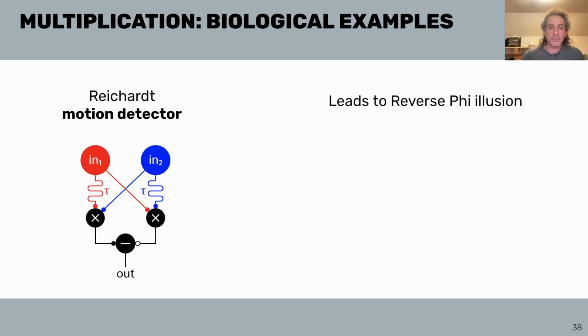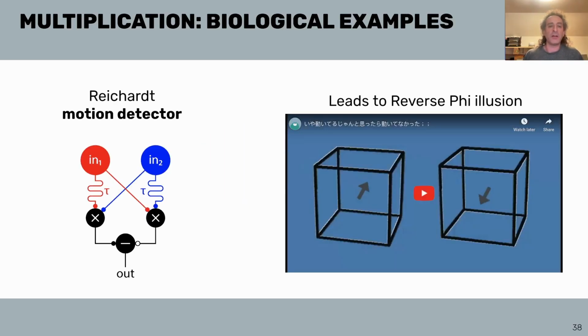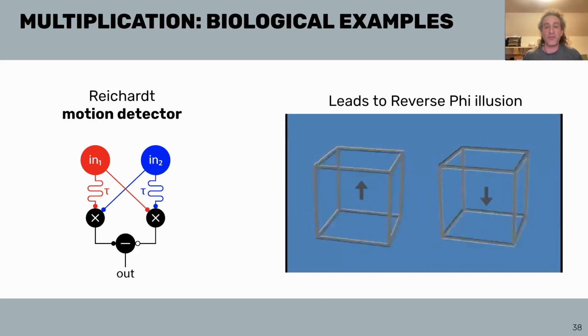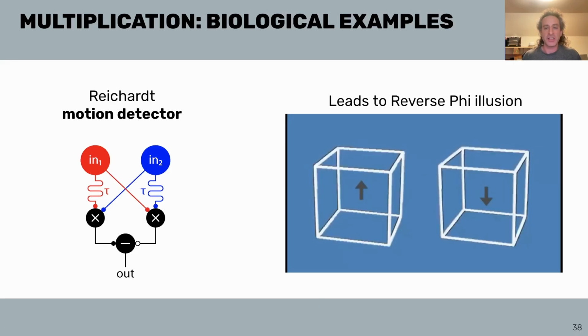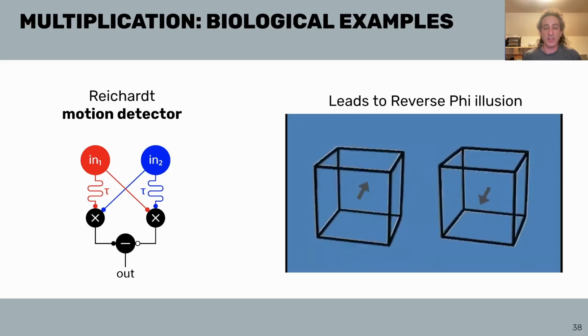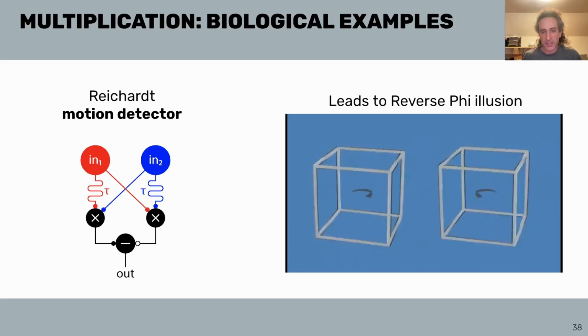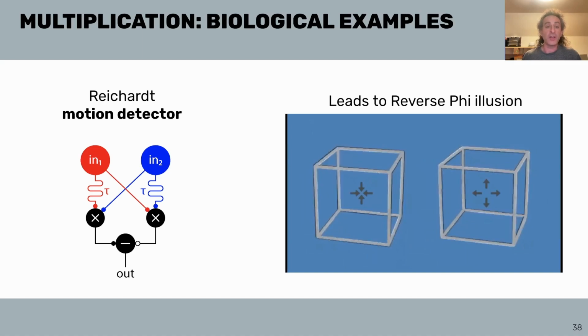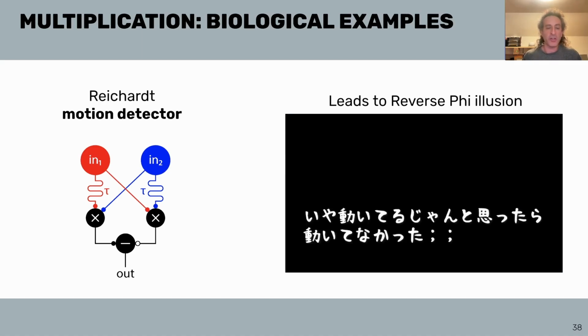It's a multiplication. Another prominent one here is the Reichardt motion detector, which is thought to explain how we detect movement and explain this interesting illusion called the reverse phi illusion, which makes these boxes look like they're moving in different directions, even though if you stare at them closely, you realize that they're just staying exactly where they are. But little deviations at the edge make it look like they're moving, specifically because of this multiplication mechanism that we have in our brain: a combination of multiplication, time delay, and subtraction.